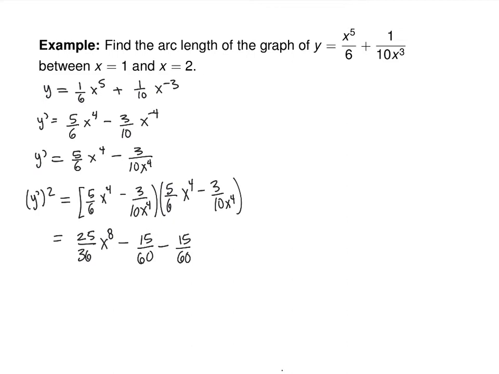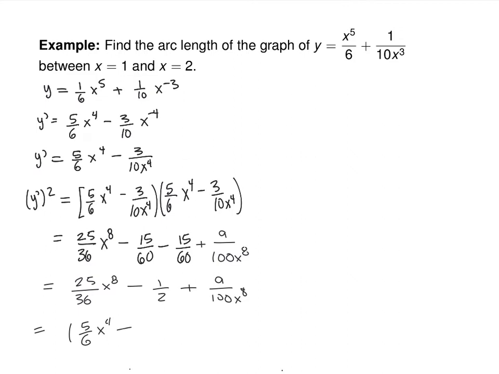plus 9 over 100 x to the 8th. That's the same thing as 25 over 36 x to the 8th minus 30/60ths, or 1/2, plus 9 over 100 x to the 8th. And just for future reference, just remember that that came from 5 over 6 x to the 4th minus 3 over 10 x to the 4th, that whole thing squared.